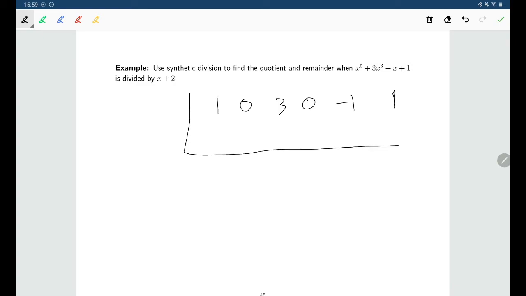And I know that I'm dividing by x plus 2. So since it's x plus 2, I'll switch that sign to negative 2. My first move before I do anything is to bring down that leading coefficient of 1. And then everything after that is just a process of multiplying and adding. So we're multiplying negative 2 times 1. That would be negative 2.